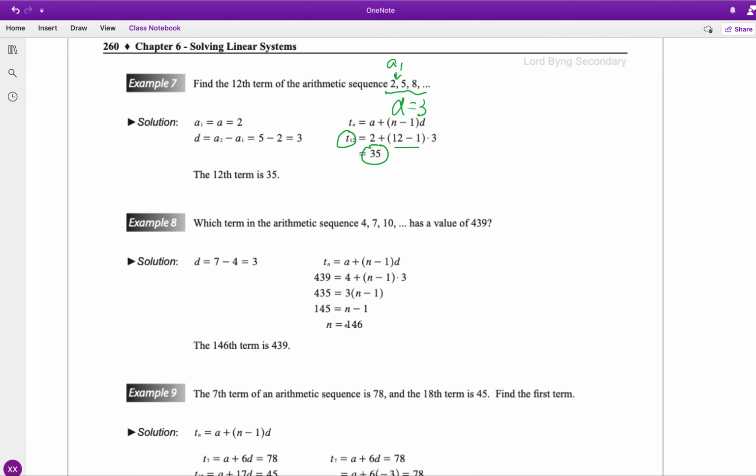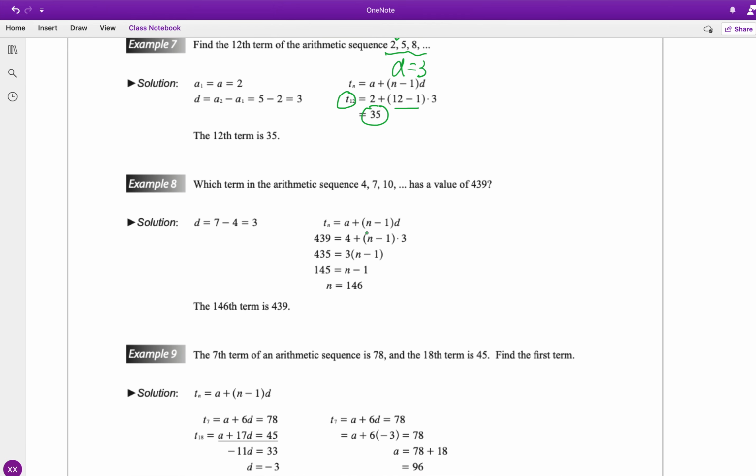All right. Now they can also ask you, what is a term number? You know the term value, now what is the term number? So here again, we know the common difference is 3, but we do not know the term number. We're trying to figure out what the n is. The value of an is given, so that is 439. That equals A1, which is 4, plus n minus 1 multiplied by d.